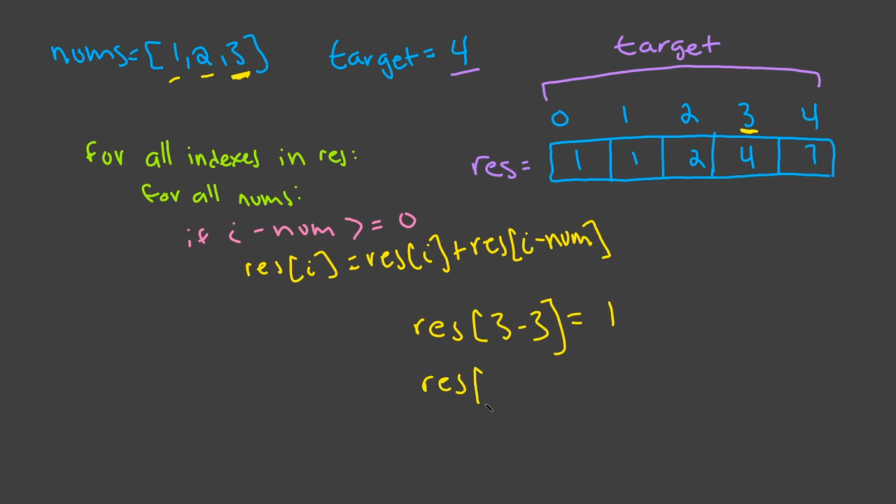And then we want to do our result at 3 minus 2. So now, how many distinct ways can we calculate 1? Well, if we look here, we see that there is only one way to calculate 1. And then for result at 3 minus 1, we're trying to calculate how many distinct ways there are to get to 2. And we can see that that is 2. And if we add all of these together, we get 4.